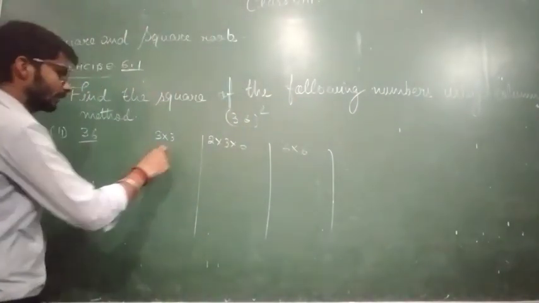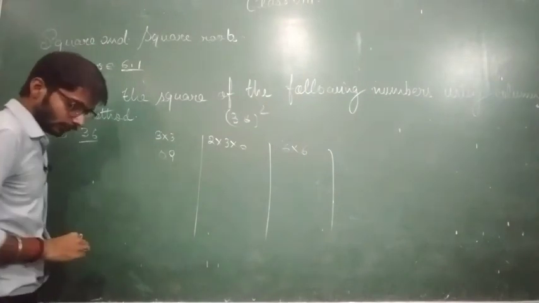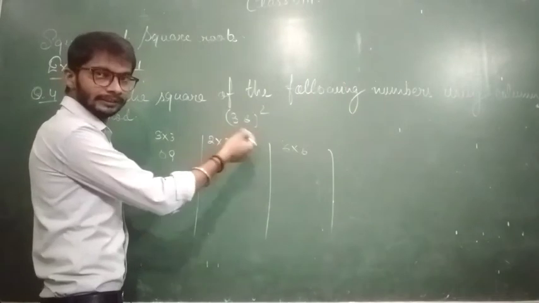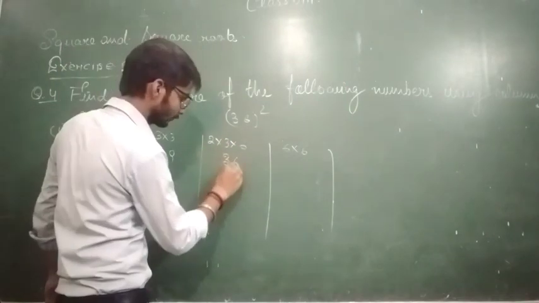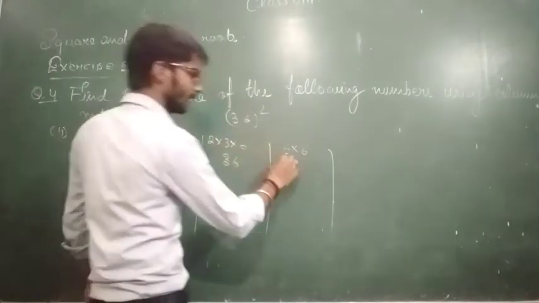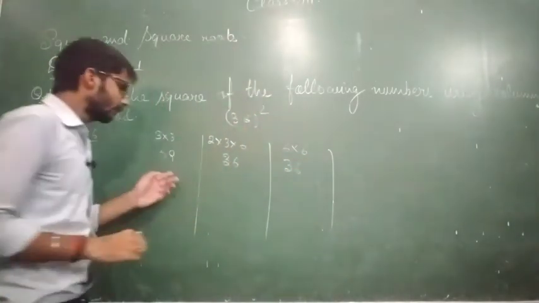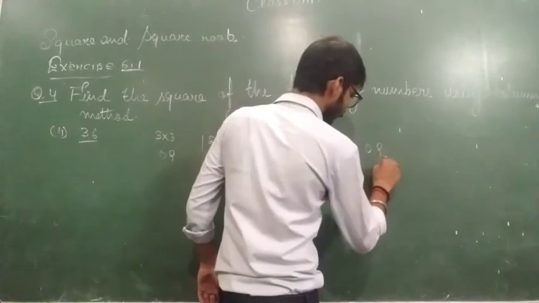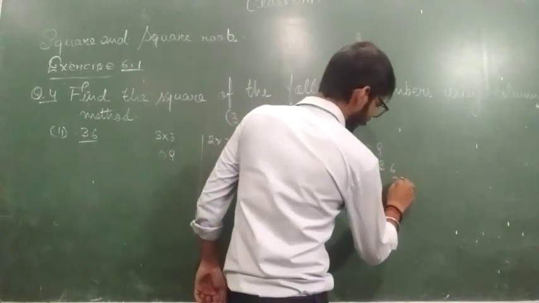Now the 3 3s are 9, it will be written as 09. Now the 2 3s are 6, and 6 6s are 36. Add the given values in the manner I told you, that is 09, then 36, then 36.